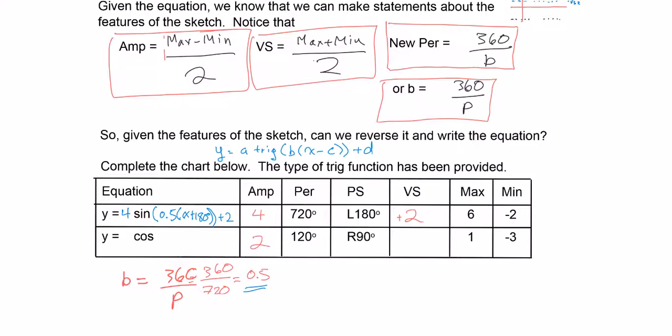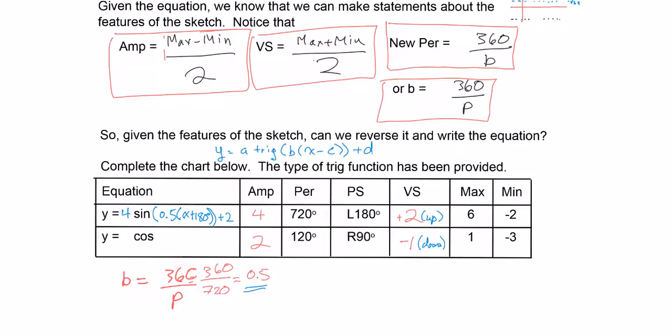So now let's take a look at our vertical shift. Our vertical shift is just the addition of these two, divided by 2. 1 plus -3 is -2, divided by 2, which gives us -1. So remember, just like before, the plus 2 really meant it went up 2, and the -1 meant it went down 1.